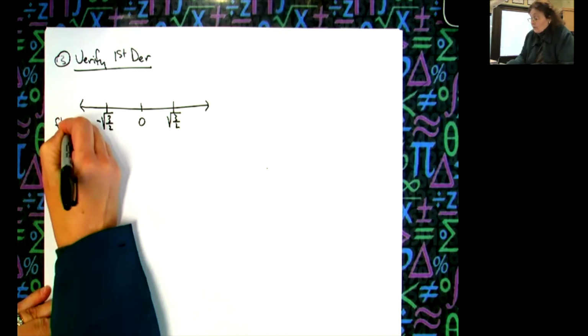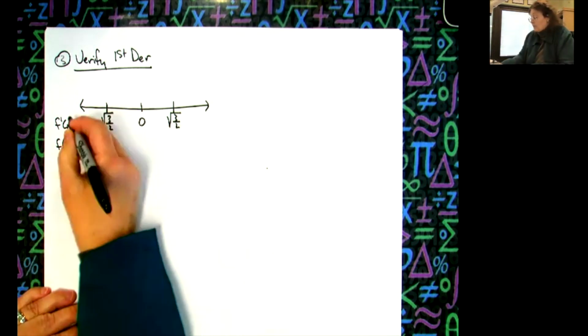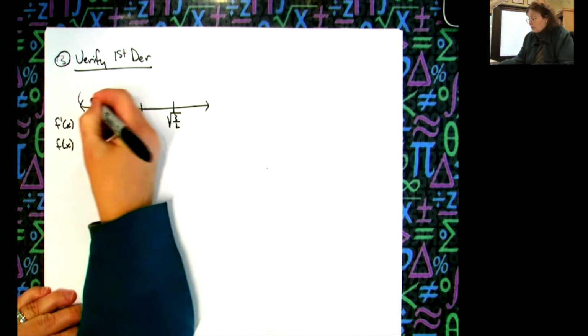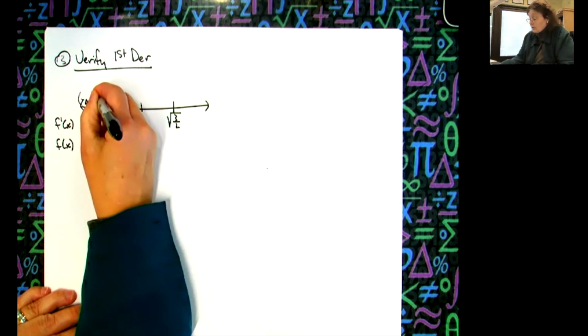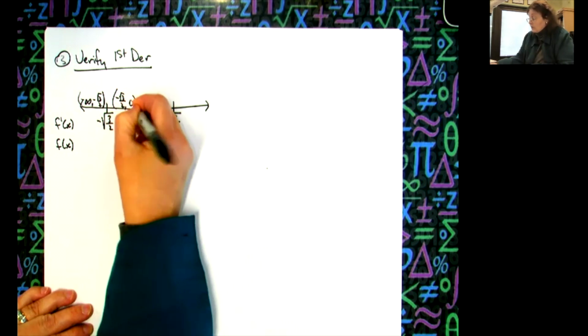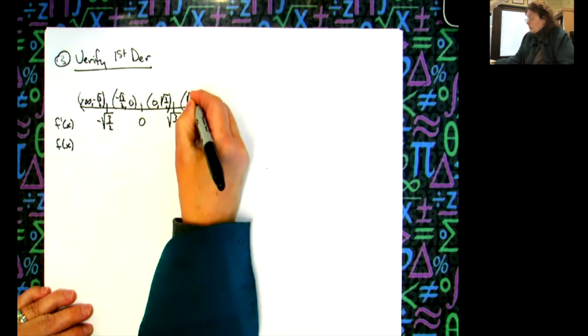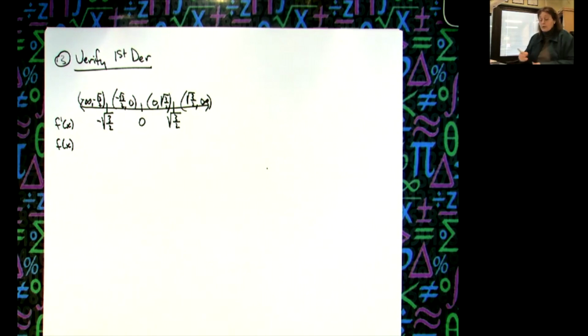We do our first derivative, and we have a place for our function here, and we label our intervals. This part takes longer than anything else. Negative infinity, negative square root of 3 over 2, 0, square root of 3 over 2, infinity. That's just labeling those intervals. I just did that really fast. So in that first derivative, I need to pull it back up here so that I can see it.